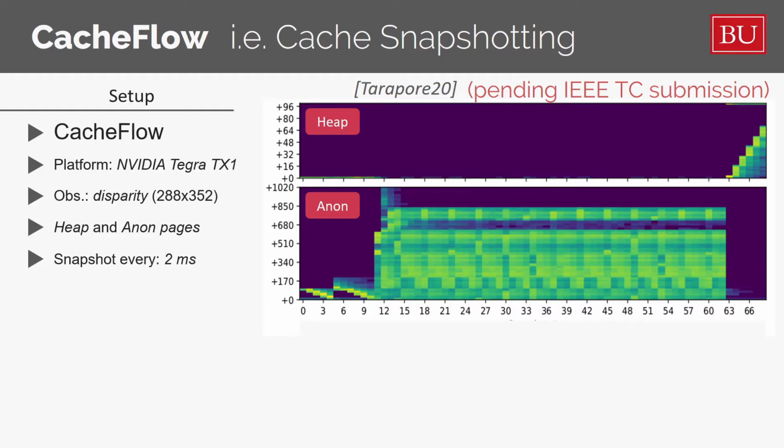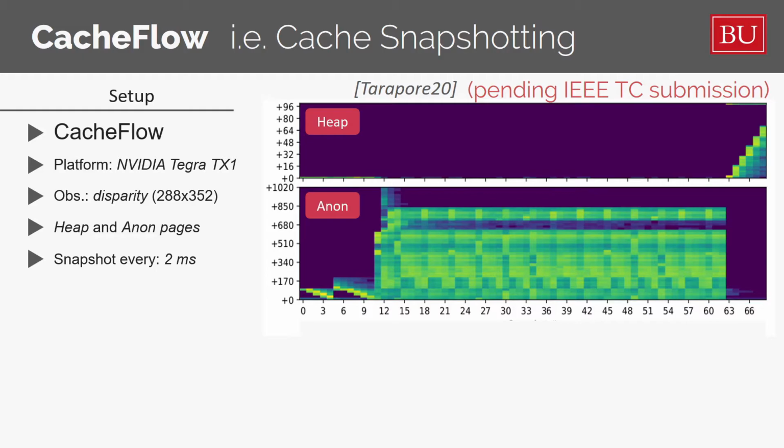And so here we can see that during the central part of this processing, there was a large buffer of anon pages that were used by the application. And then in the last phase, there was a copy out operation where probably the result from the anonymous buffer was copied into some heap buffer to produce the final result.